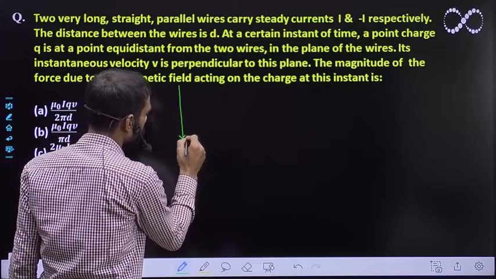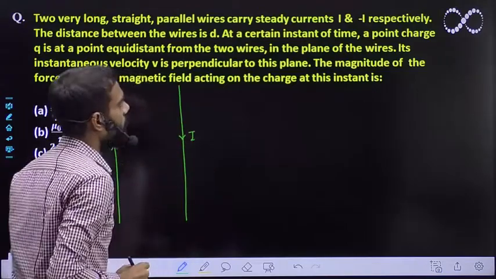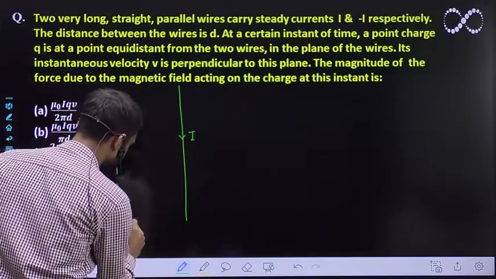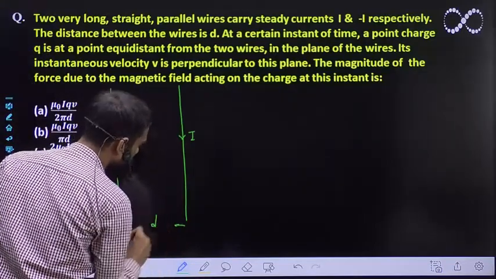It means in the opposite direction, respectively. The distance between the wires is D. So let us see, first I am trying to make the figure. The distance between the wires is D here.